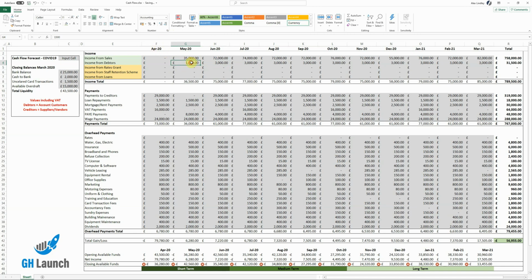For the debtors amount, I recommend that you just look at what on average you're paid with account work. The problem with account work in moments like this is you're much less likely to get paid, because everybody is in the same position. So you need to forecast what you expect to receive from account work. The income from sales is the stuff you literally take over the counter, so stuff that goes straight into your till or straight into your bank.